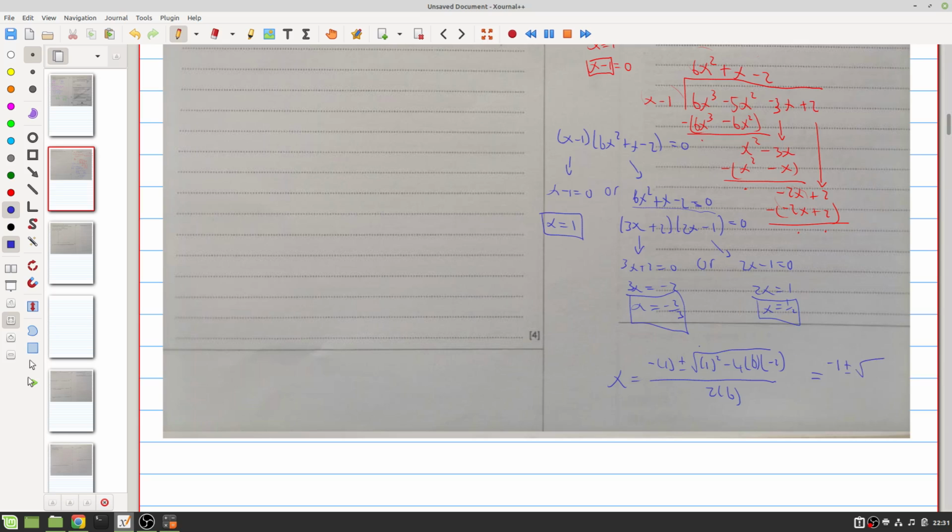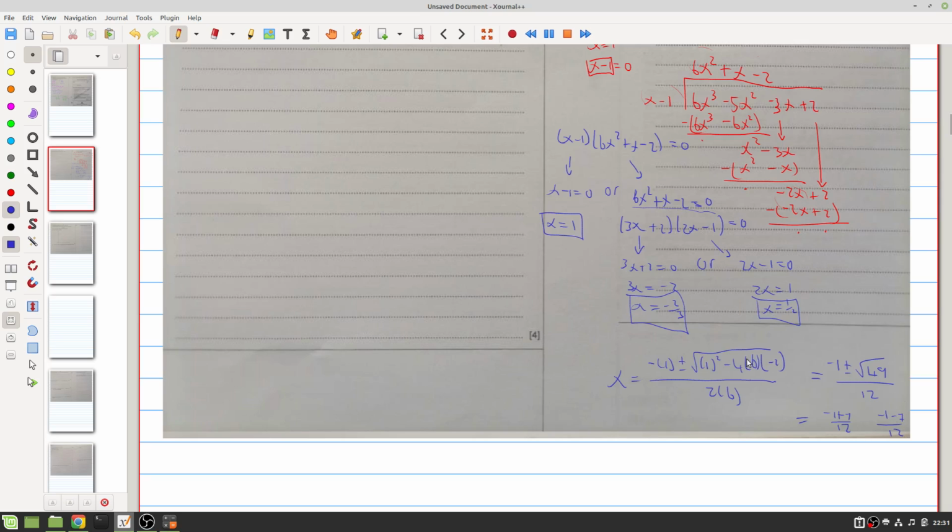So 1 squared is going to be 1. Minus minus is going to be plus. 4 times 6 is 24. Times 2 is 48. So 48 plus 1 is 49. And divided by 2 times 6 is 12. Okay, so the one option will be negative 1 plus 7 over 12. The other one will be negative 1 minus 7 over 12.